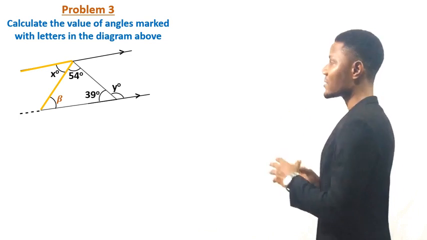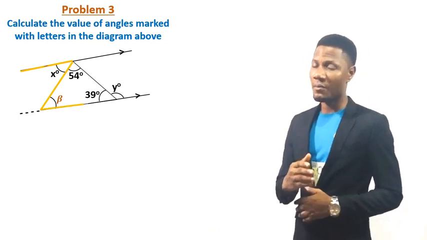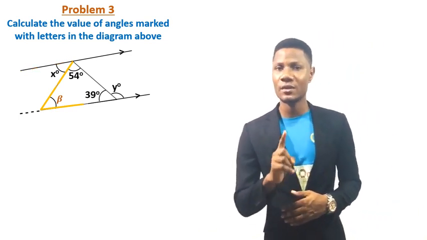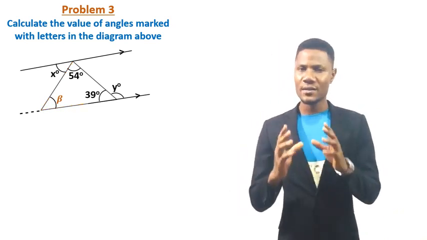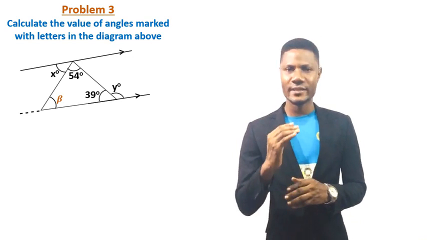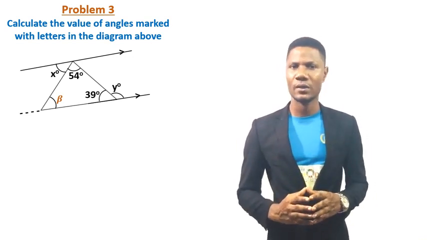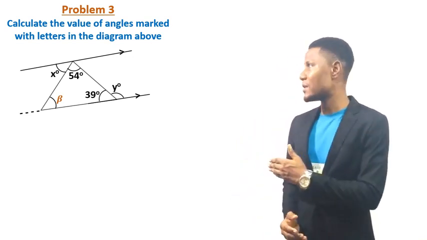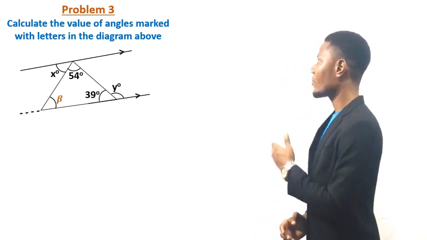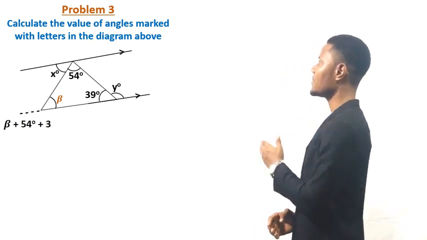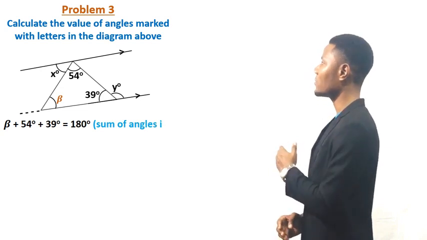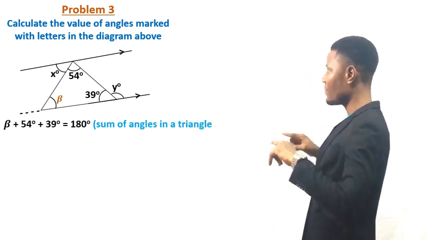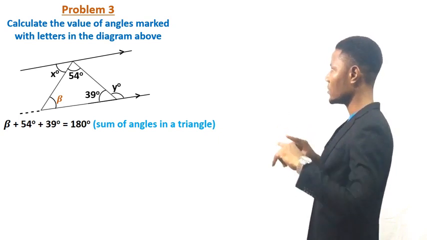So before I can solve it, I need to first find my beta, which is the reason I said you need to watch my video on interior angle of a polygon. The sum of angles in a triangle is equal to 180 degrees. We are applying that here. Automatically, beta plus 54 degrees plus 39 degrees is equal to 180 degrees. You can see everything is in that triangle.